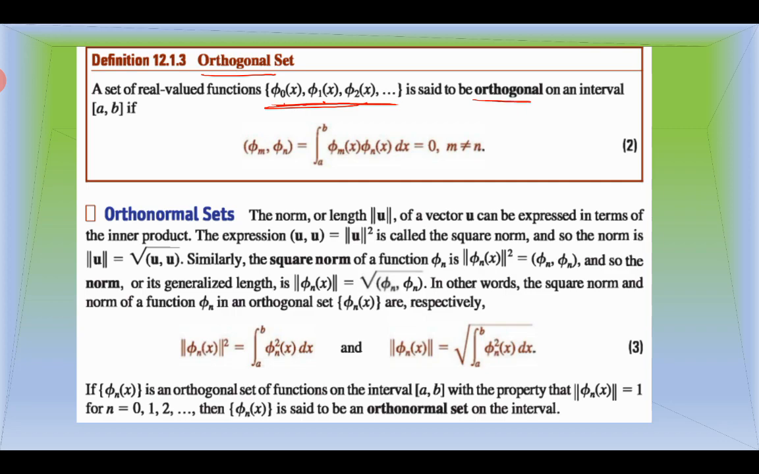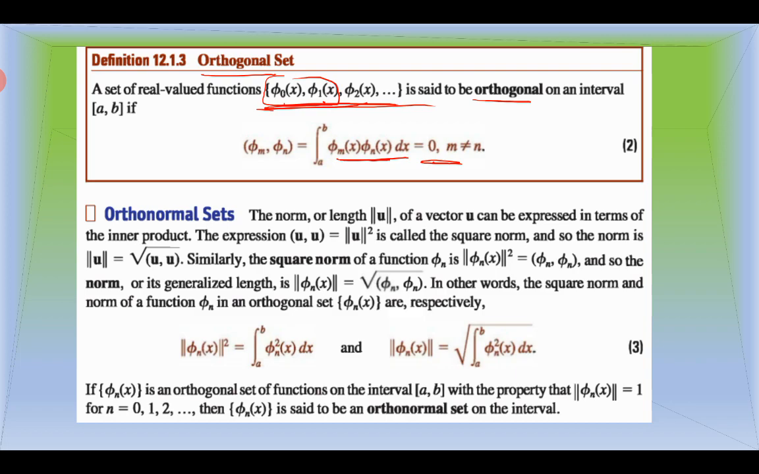When we pick any pair of two functions, the integration is 0. The inner product of any pair of functions is 0. Then we can say that the entire set is an orthogonal set. Orthogonal, so that is very important.